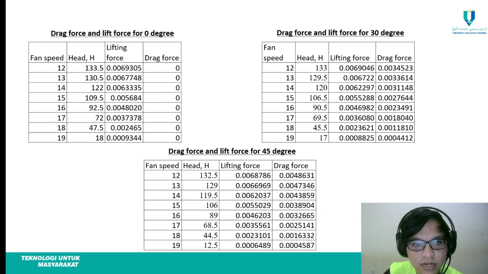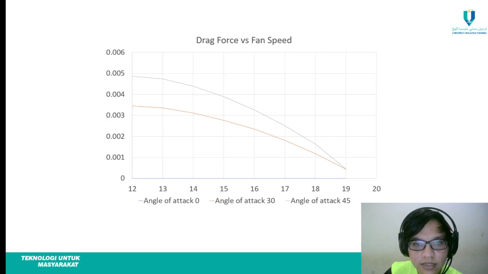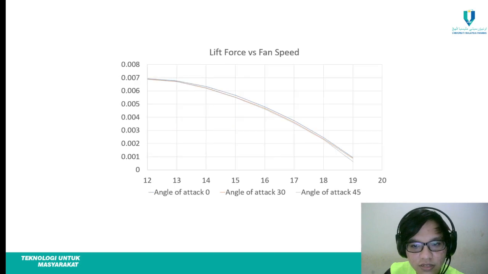Then here is the calculation of the drag and lift force for all the three different angle of attack, for 0 degree, for 30 degree, and for 45 degree. Then here we can see the graph of drag force versus fan speed. As the fan speed increases, the drag force will decrease, except for the zero angle of attack where there's no contact area, so no visible drag force. Then moving on, here we have the lift force versus fan speed. As the fan speed increases, the lift force will decrease.